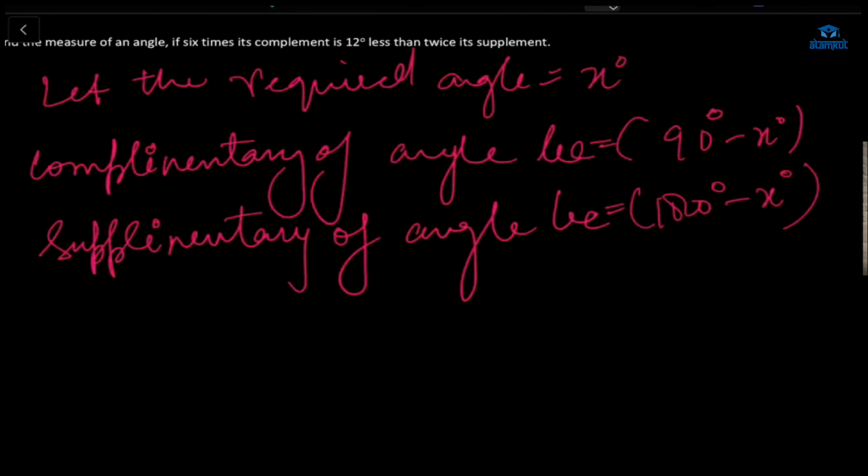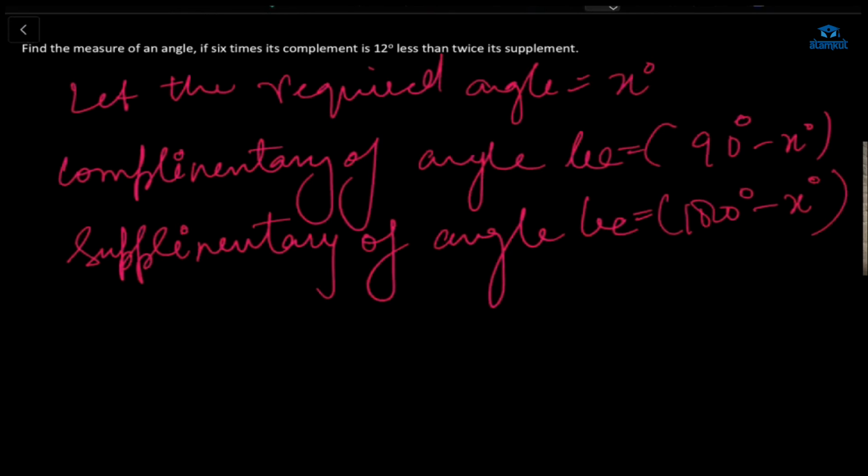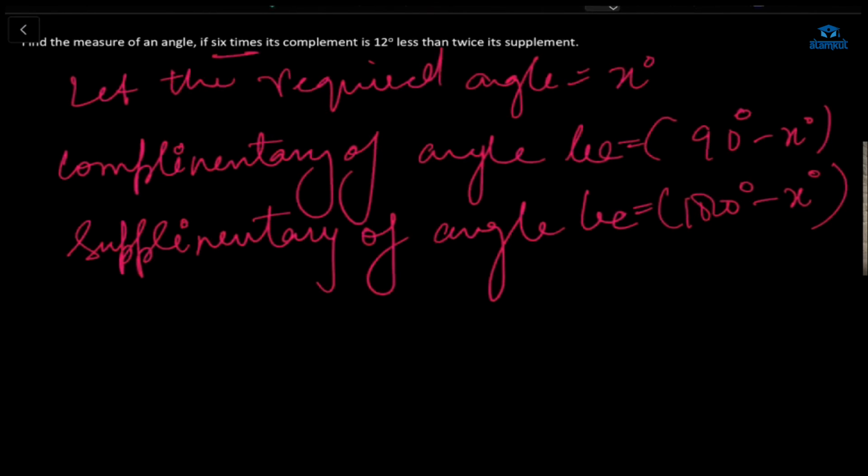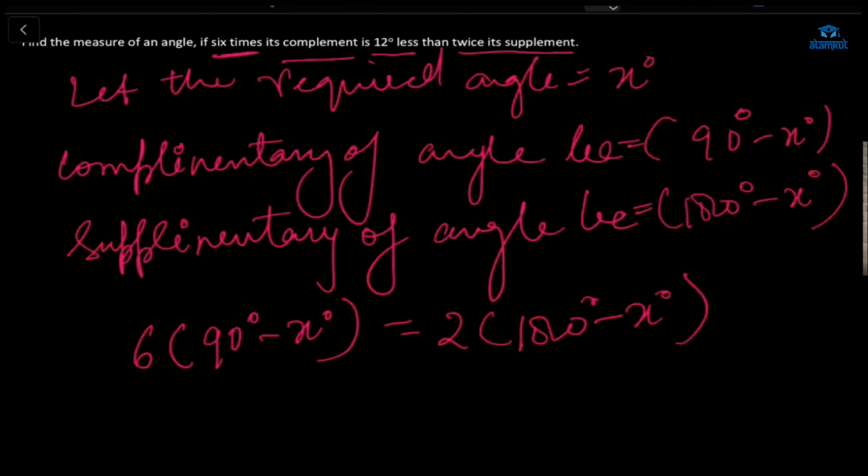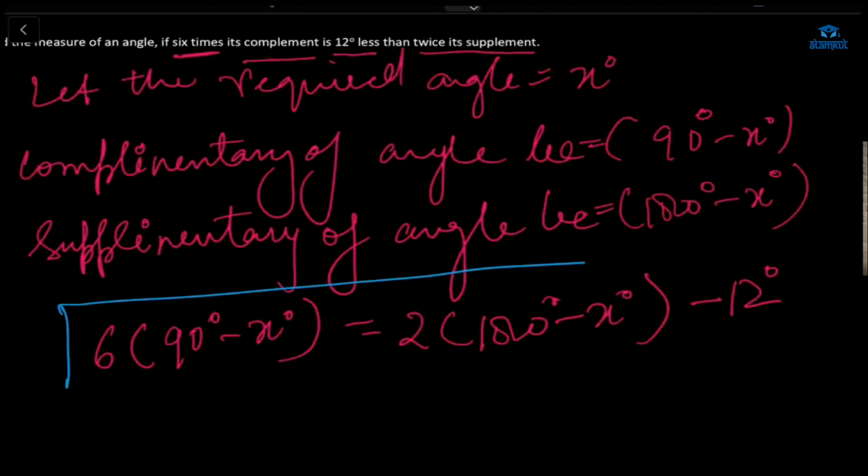Understood? Now, according to the question, what is written here? 6 times its complementary is 12 less than twice its supplementary. So 6 times its complementary, and the complementary is 90 degrees minus x degrees, is 12 degrees less than twice its supplement. So this will be your statement, this will be your equation.